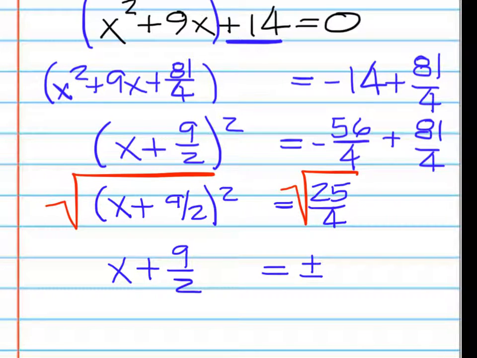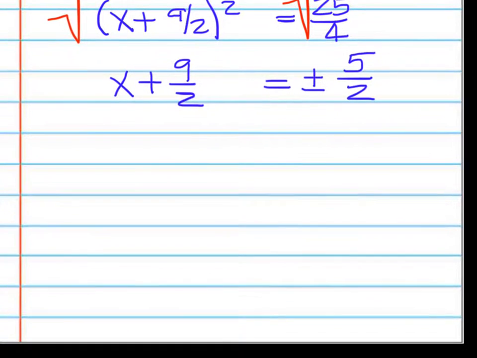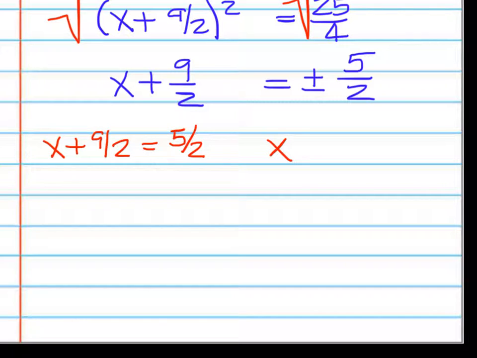The square root of 25 is 5. Square root of 4 is 2. And this sets up having to find two different equations. That would be x plus 9 over 2 equals a positive 5 over 2, or x plus 9 over 2 equals a negative 5 over 2, and solve each one of them.